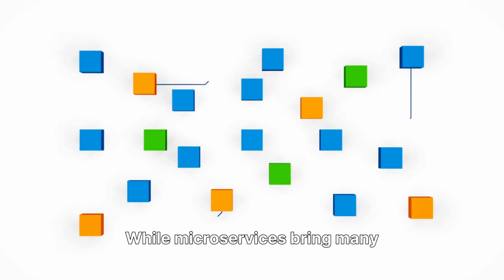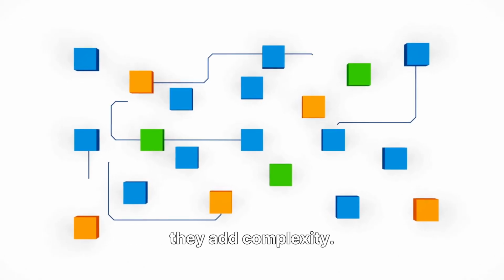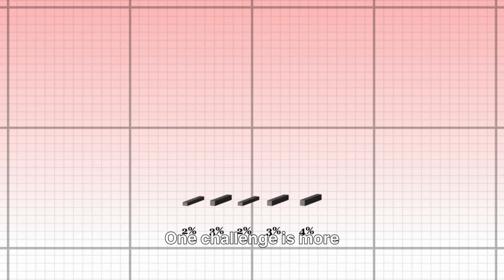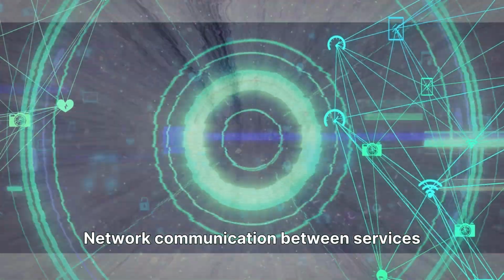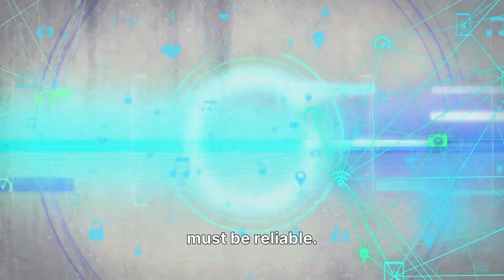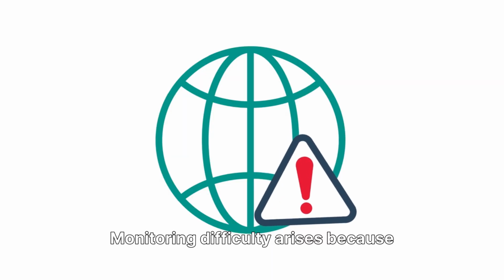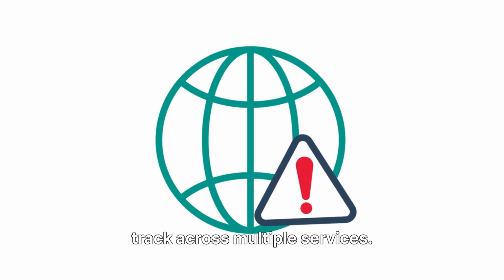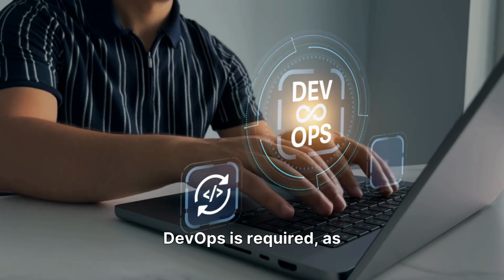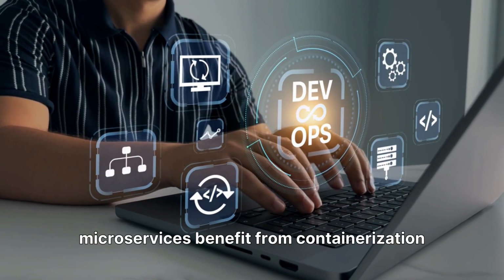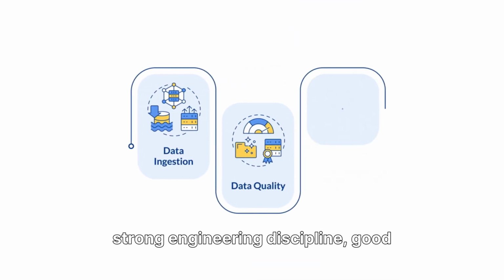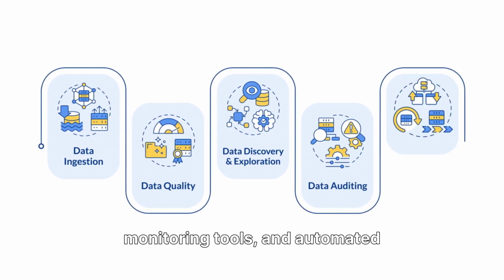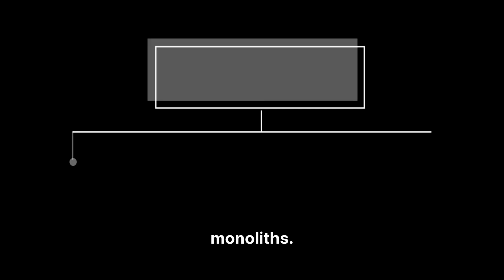While microservices bring many advantages, they're not perfect. They add complexity. One challenge is more architecture to manage, as many small services require good organization. Network communication between services must be reliable. Monitoring difficulty arises because failures are harder to track across multiple services. DevOps is required, as microservices benefit from containerization and automation. This means microservices work best when teams have strong engineering discipline, good monitoring tools, and automated deployment systems. Small beginner projects may still work better as monoliths.